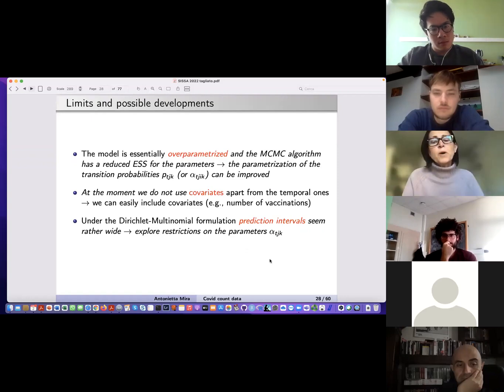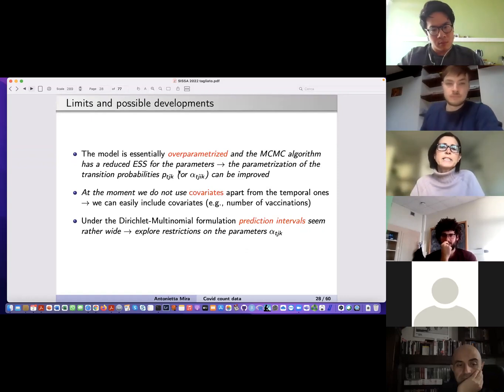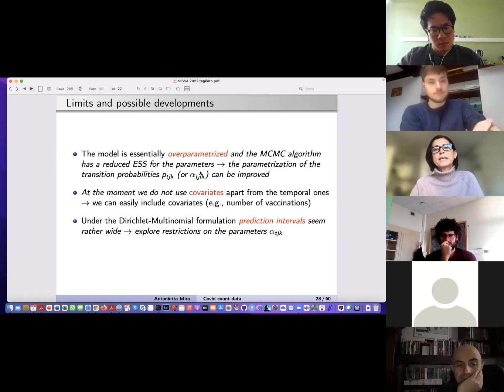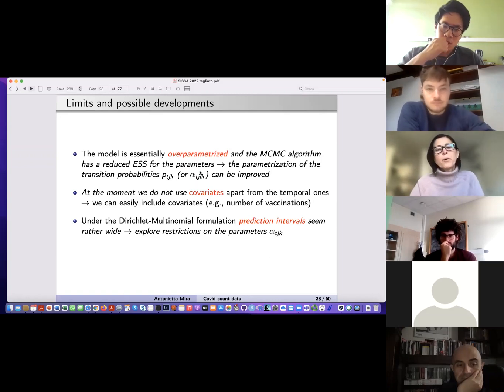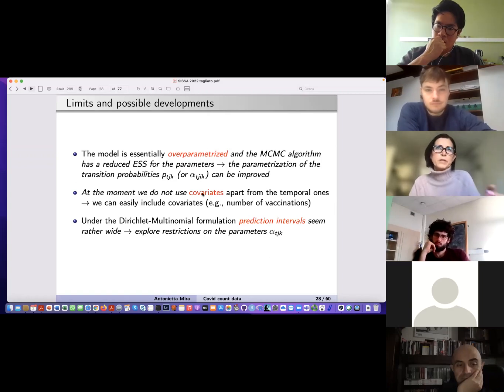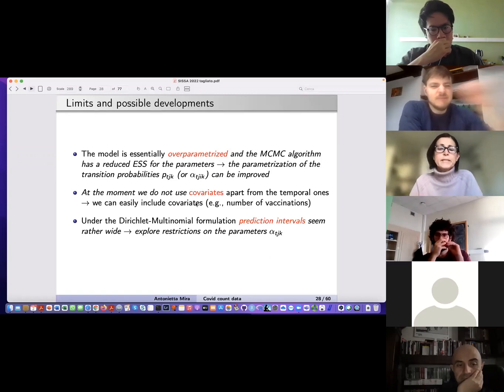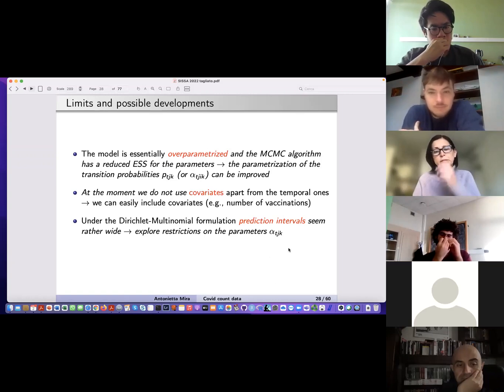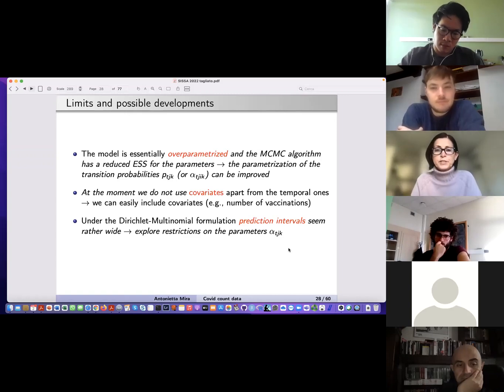There are some limits of this model. It's essentially over-parameterized, and indeed the effective sample size for the parameters is not very good. The other point is that I've shown you the results with no covariates, only with time polynomials as covariates. But the model allows the inclusion of covariates. For example, we could include the number of vaccinations. And the widths of the prediction intervals are quite large, and we are exploring how to restrict those prediction intervals.